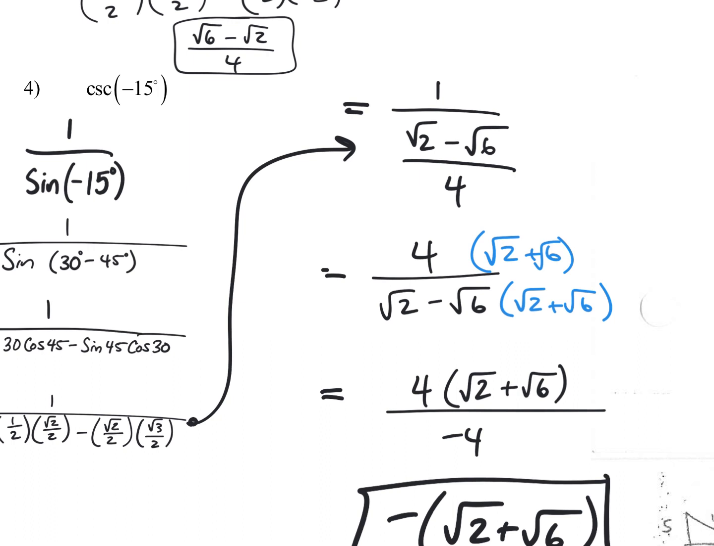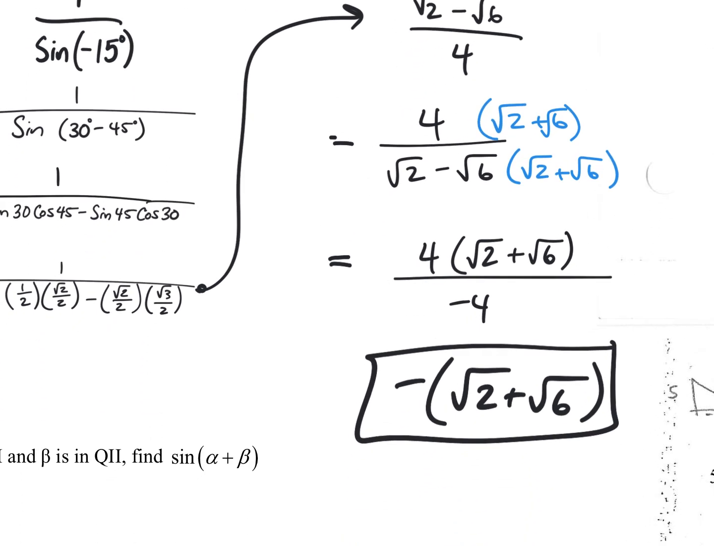So I multiply by the reciprocal. And then what you see in blue here is just rationalizing my denominator, multiplying by the conjugate of root 2 minus root 6. And when it's all simplified, we end up there with negative root 2 minus root 6, or negative everything in parentheses, root 2 plus root 6.